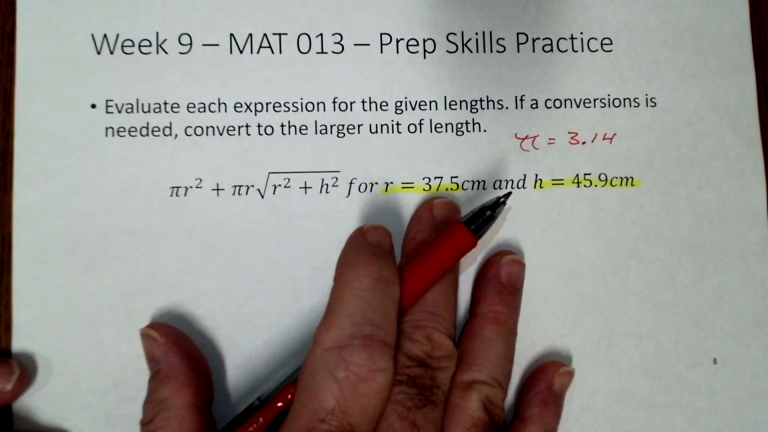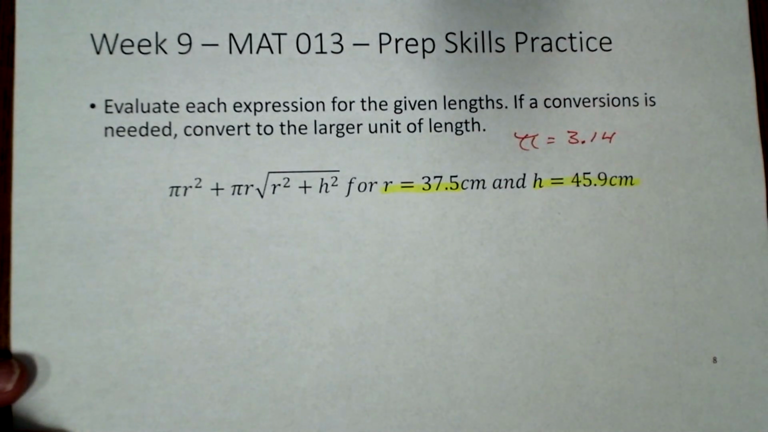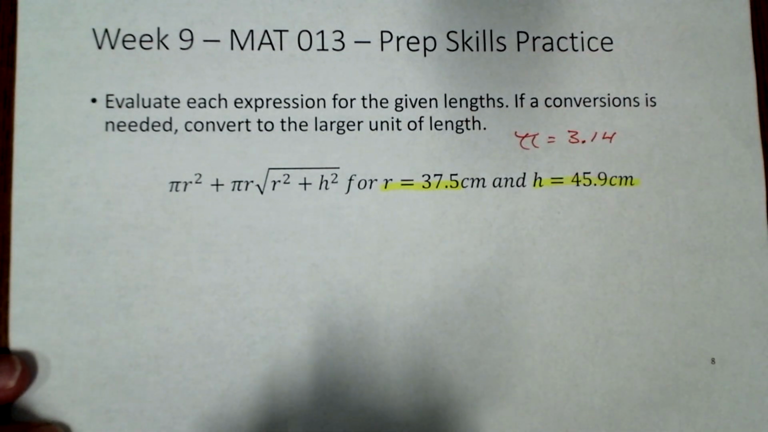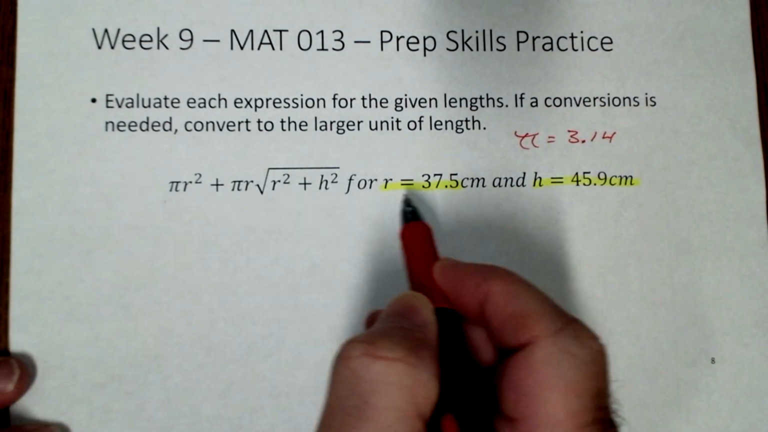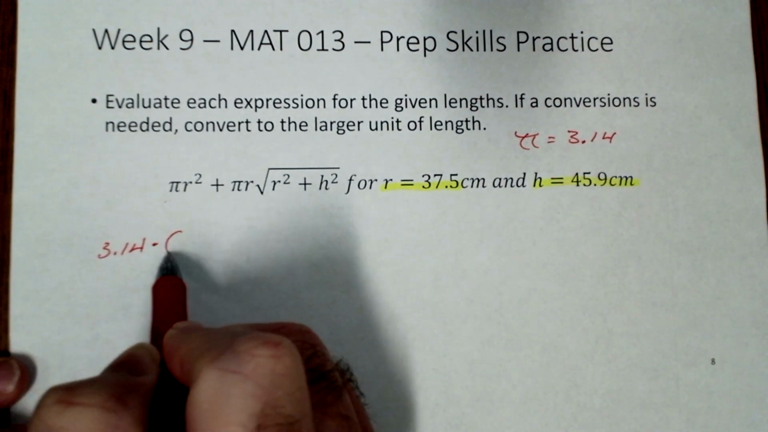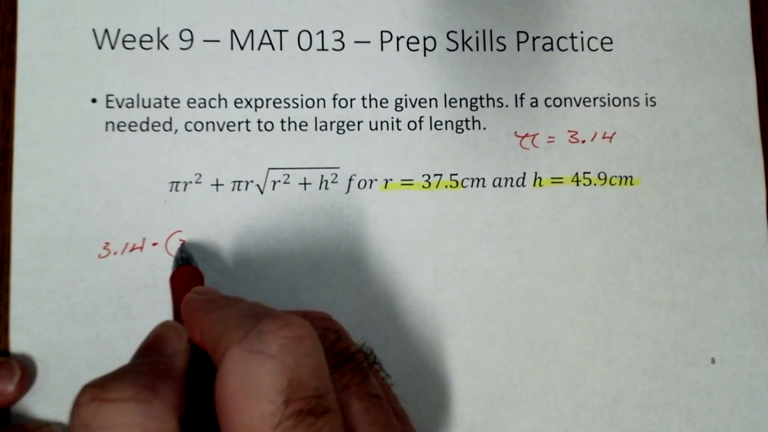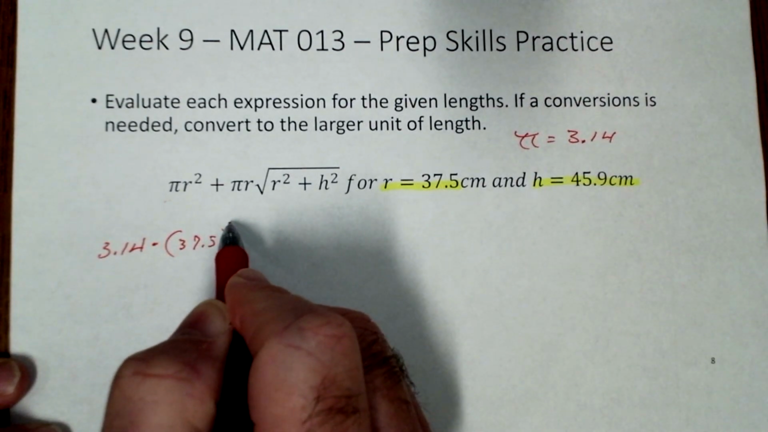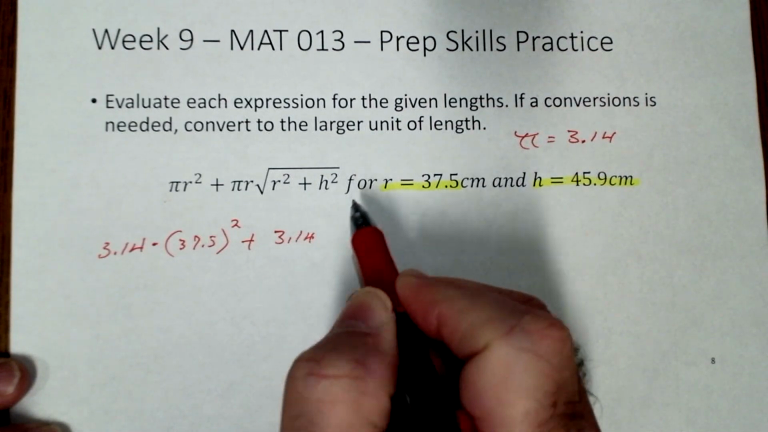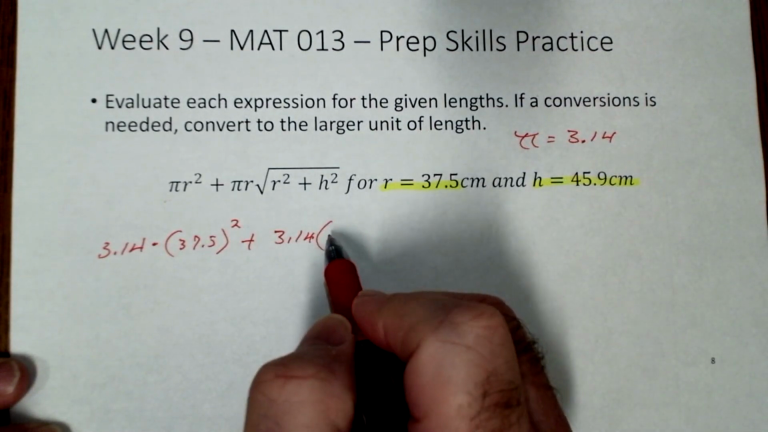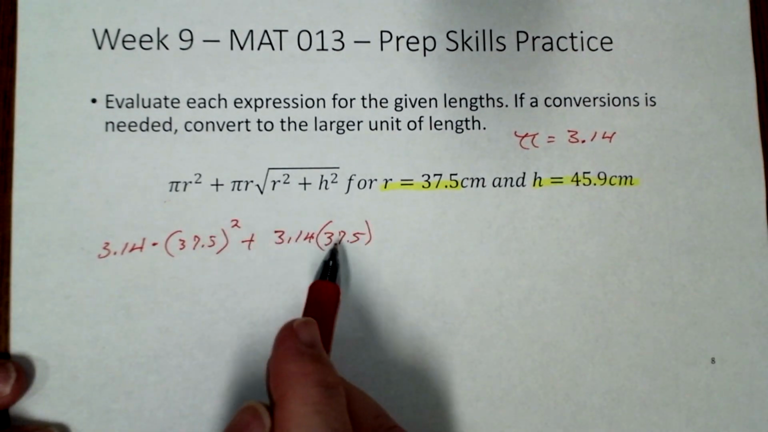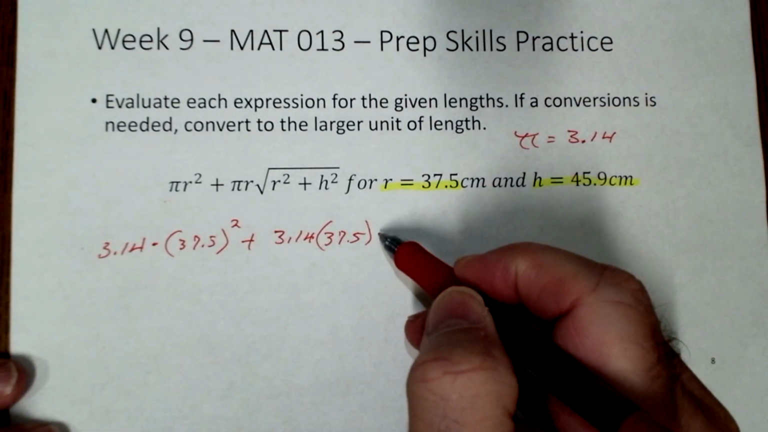I'm going to give myself a lot of room. This is one of the ones I may have to pull out an extra sheet of paper because I want to walk you through every single step so you don't get lost. First let's just rewrite it, inserting these values. So 3.14 times, radius is what? 37.5 squared plus 3.14 times radius, again, is 37.5. We're not squaring that one, we're just putting it in there.